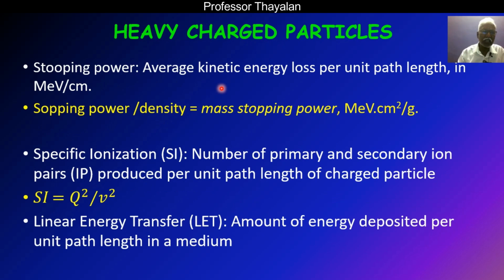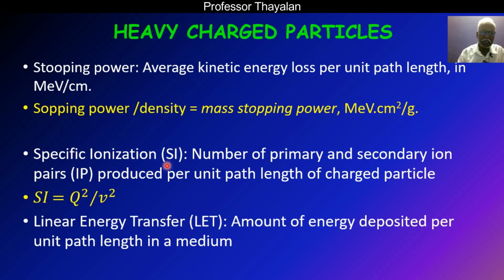So coming to the heavy charged particles. The heavy charged particles have stopping power, specific ionization and linear energy transfer. Let us see one by one. What is stopping power? Stopping power is the average kinetic energy loss per unit path length. What is the unit? It is million electron volt per centimeter. If you divide the stopping power by density, it is called mass stopping power. What is the unit? Million electron volt centimeter square per gram.